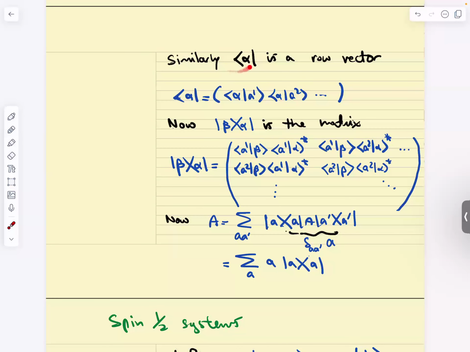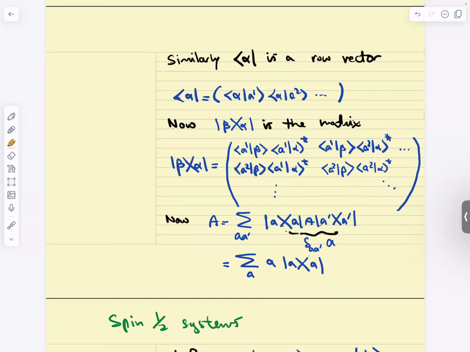So similarly, alpha is a row vector. So you could think of it, a bra is a row vector. So you could think of a bra as element by element expanding in some eigenbasis, right? These are matrix elements. This is a row vector. And if you have a ket bra, the outer product, you could just play this game of matrix multiplication and obtain the expansion of it in a particular basis.